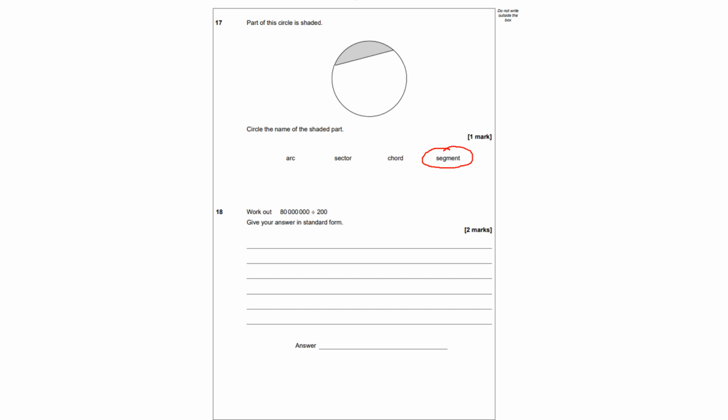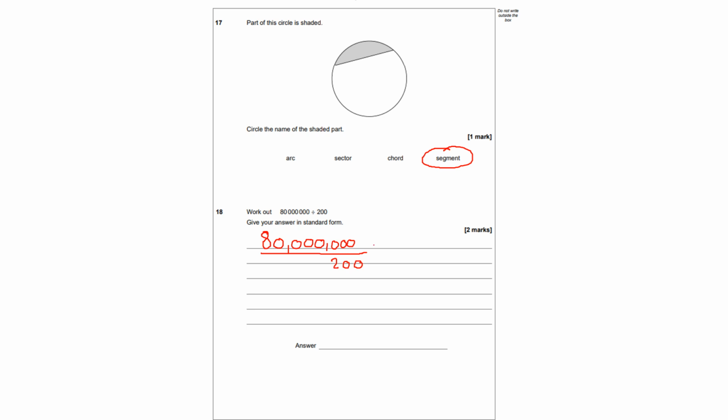So next question is work out this number, which looks like 80 million divided by 200 and give it in standard form. So in standard form, we want to start with just one number between 1 and 9 times 10 to the power of something. So it's always helpful to put some commas in, I think. Easier then to notice that this is a million, because it's 80 followed by 6 noughts. I want to divide it by 200.